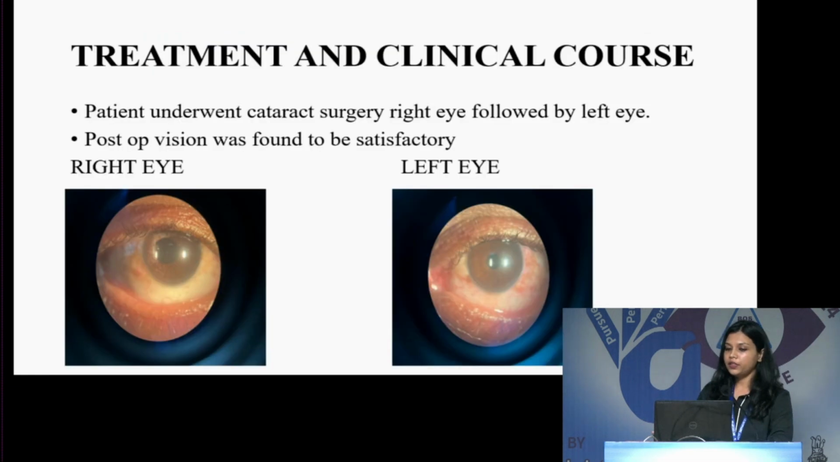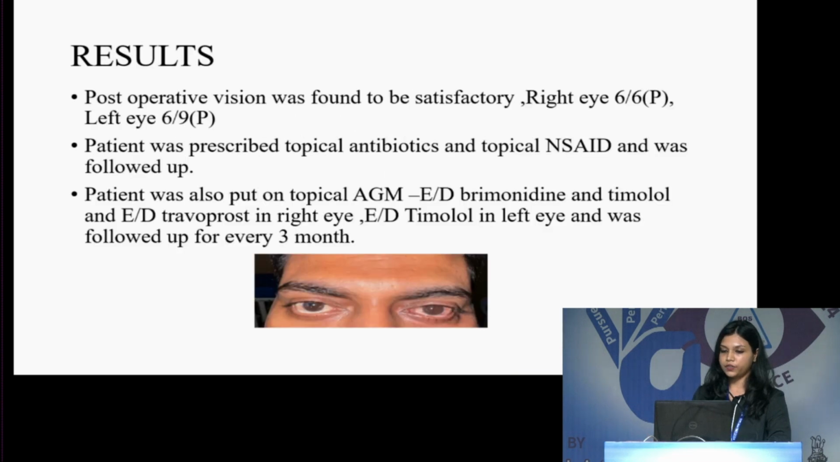Treatment: the patient underwent cataract surgery, and post-op vision was satisfactory, with right eye 6/6 partial vision and left eye 6/9. He was prescribed topical antibiotics with topical NSAIDs, and was also put on topical anti-glaucoma medications. He was followed up every 3 months.